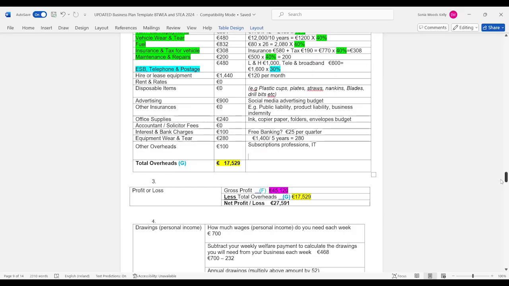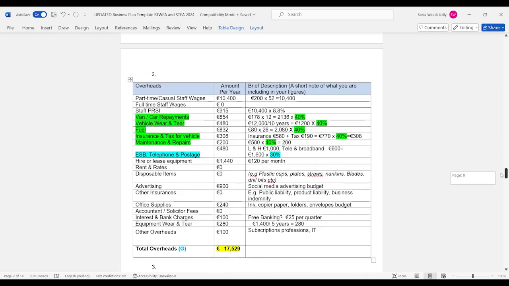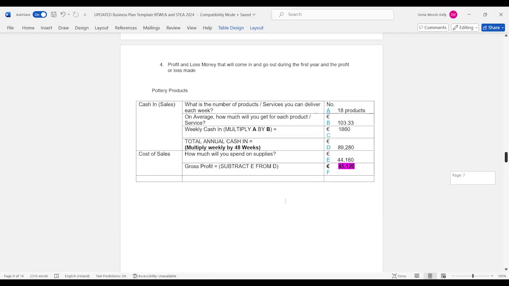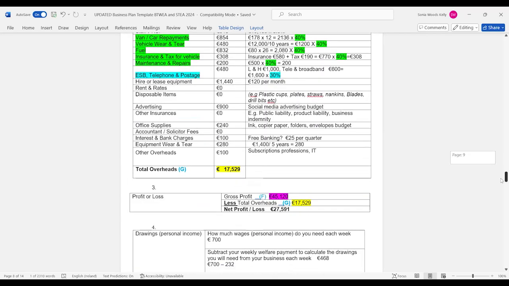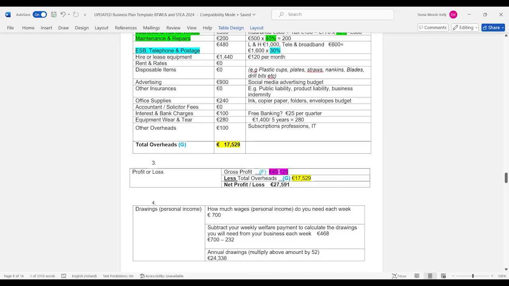Okay, so I move on to the next section and it's asking for the gross profit, which is F. So if I go back up here to where I estimated my sales. There's my estimated sales for the year, my direct costs to arrive at those sales, and the difference between the two of them is my gross profit. So that figure there under F is taken and included down here as the gross profit.